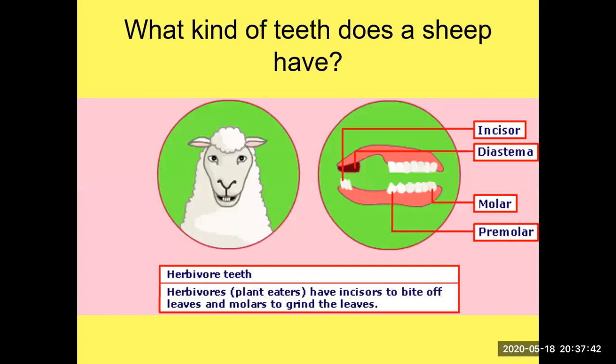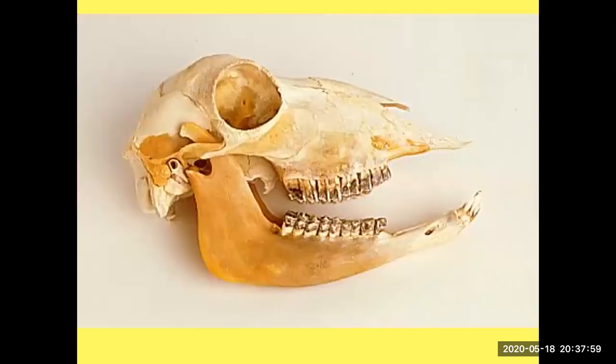The herbivore teeth. Herbivores, they're plant eaters. They have incisors to bite off leaves and molars to grind the leaves. So they basically have the incisor and the molar and premolar. Herbivore, from the word herbs, they eat plants.